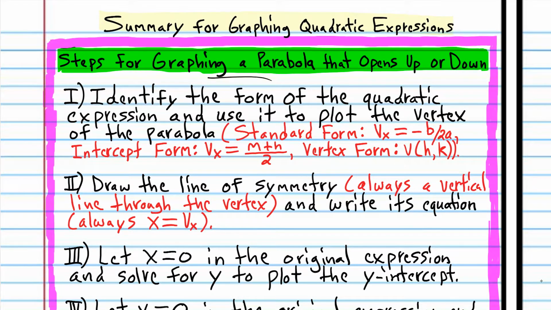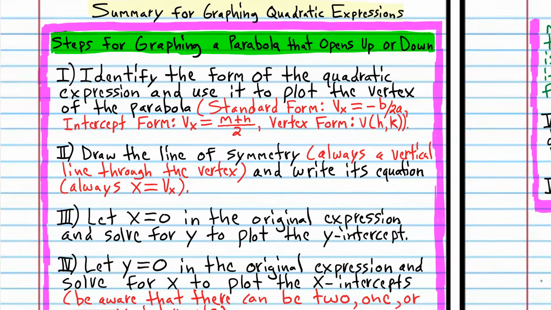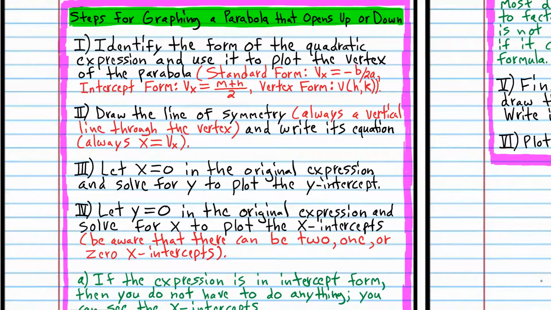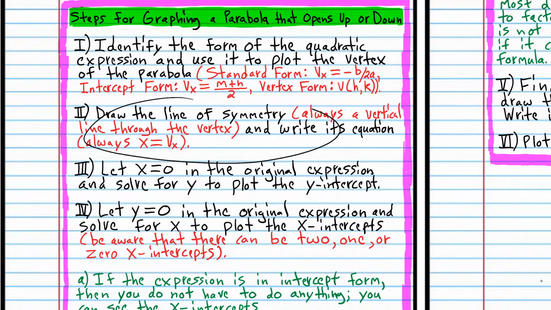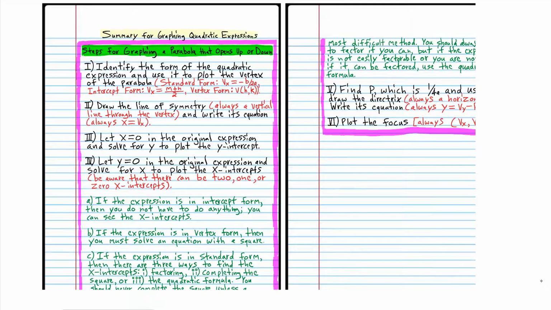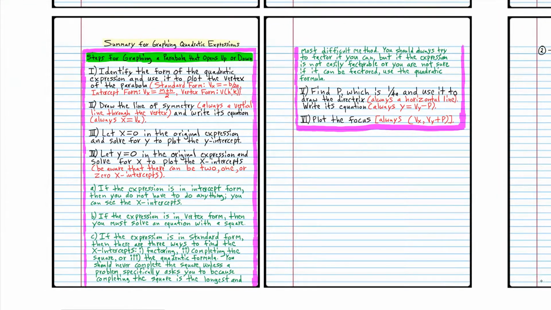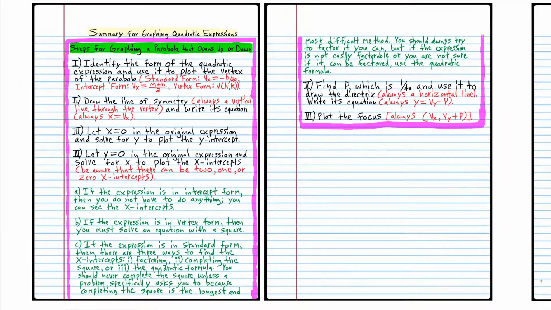Step 1, identify the form of the quadratic expression and use it to find the vertex of the parabola, the most important point. Then draw the line of symmetry and write its equation. Then find the y-intercept, then find the x-intercepts, and so on and so forth. So this is just a guide for you if you forget exactly what to do. At this point, you really should know what to do. You really shouldn't have to have a guide, but this is something that will help you if you're kind of lost in terms of what to do first.